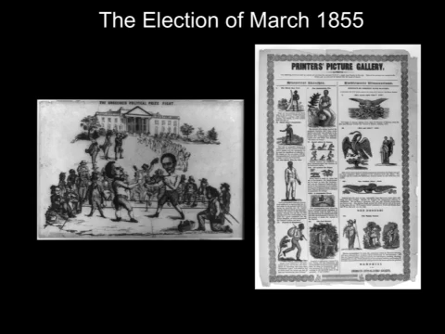The election of March 1855. The election of March 1855 happened because of the Missourians traveling to the election just for a vote to be put down in order for the election to go their way.